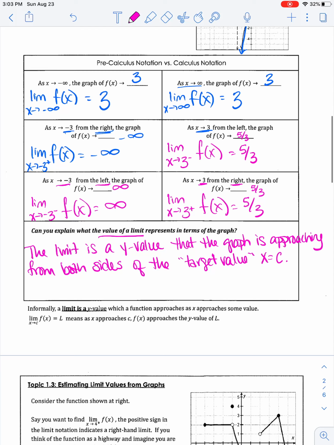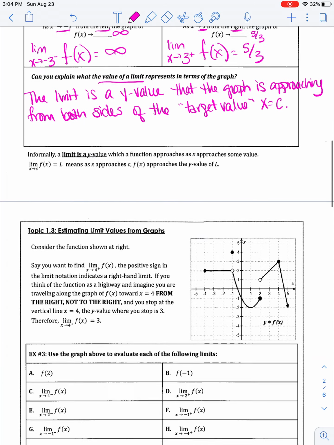If you read down here at the bottom, it says informally a limit is a y value which the function approaches as x approaches some value. The limit as x approaches c of f of x equals L means as x approaches c, f of x, which is y, approaches the y value of L. Okay, so this is just being able to talk the talk and walk the walk with limits.